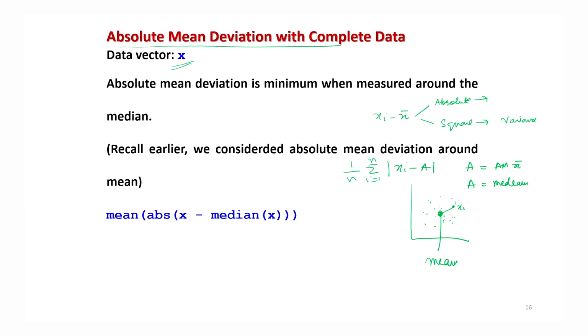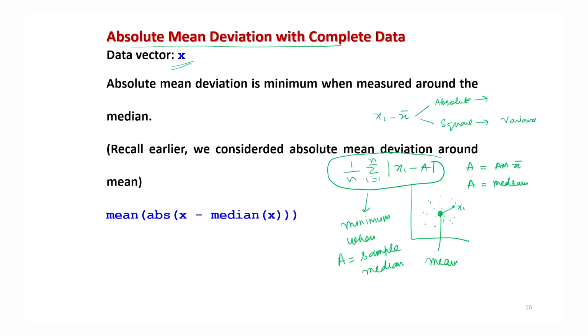But here I would like to inform you that when we measure this mean deviation, it is going to be minimum when A is the sample median. That means instead of computing 1 upon n summation i goes from 1 to n absolute value of xi minus a around any arbitrary point, if you choose A to be the median of the observations, then this is going to give you the minimum value.